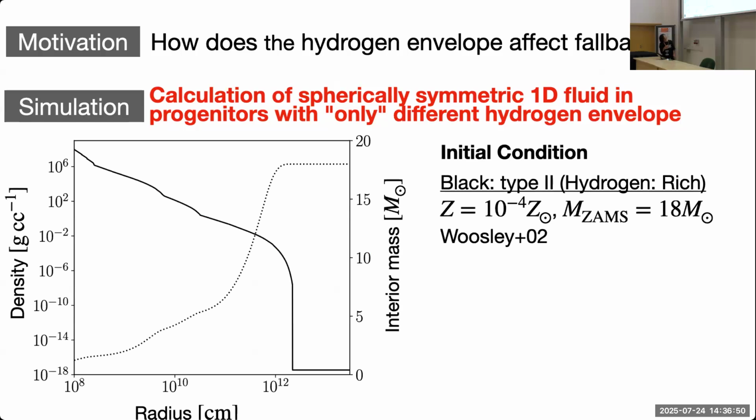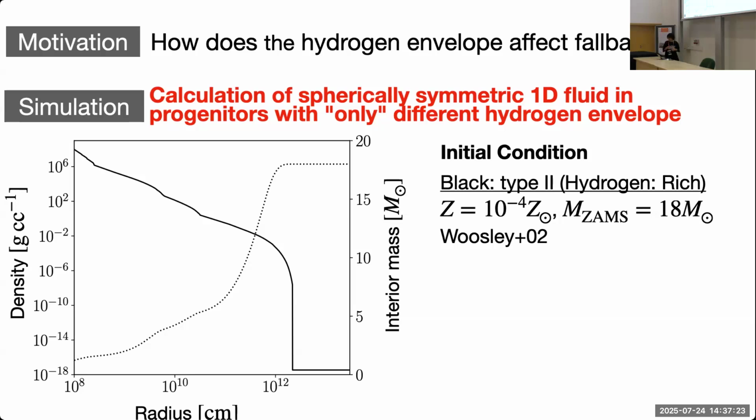Here is the initial condition we use. The black one is the hydrogen-rich progenitor, whose metallicity is 10^-4 solar metallicity and whose ZAMS mass is 18 solar masses, from the stellar evolution results of Uzuri et al. Please look at this figure: the x-axis is radius, the solid line is density, and the dotted line is interior mass.